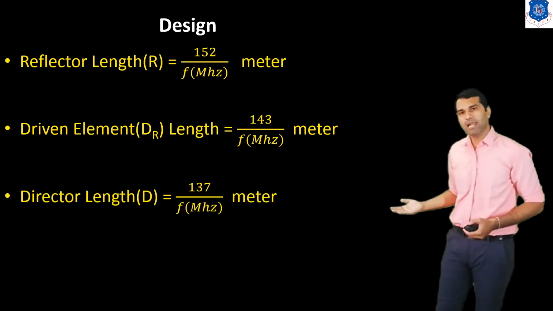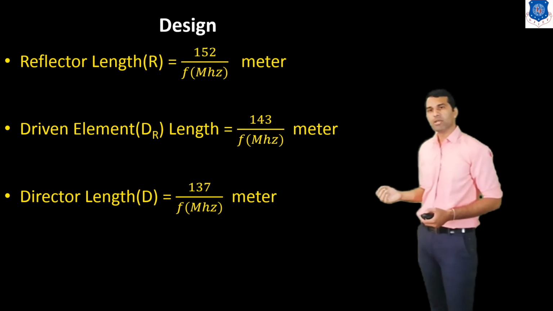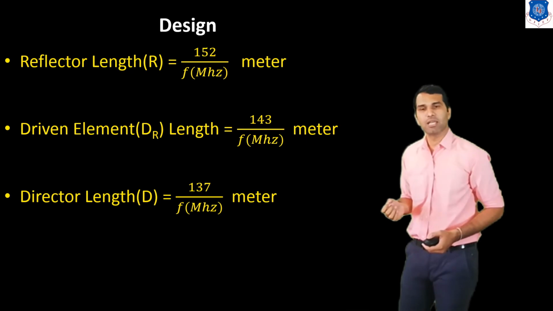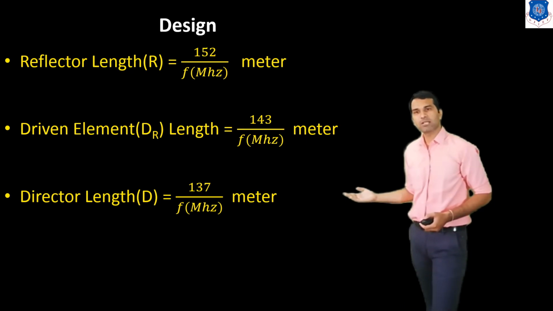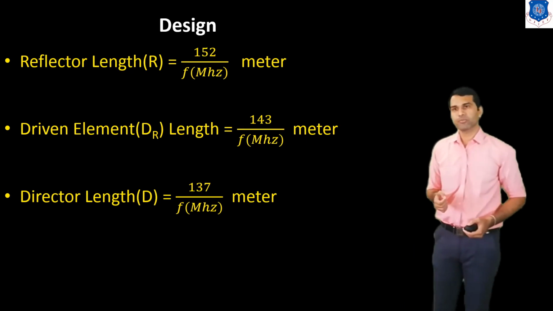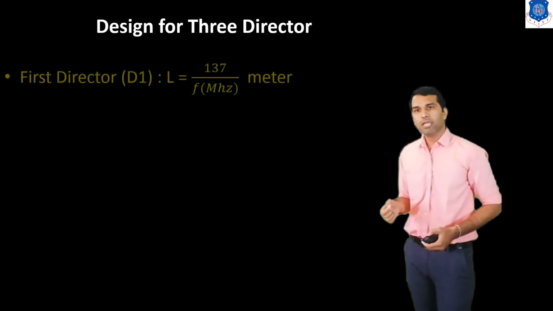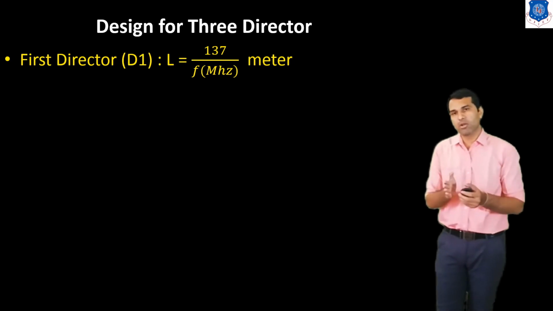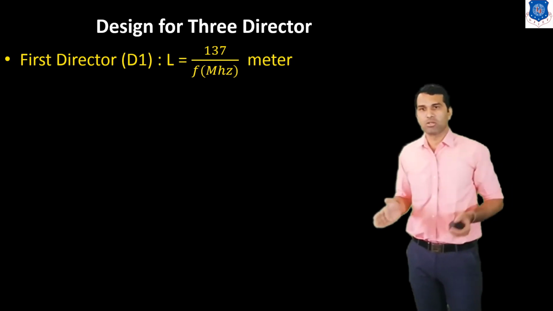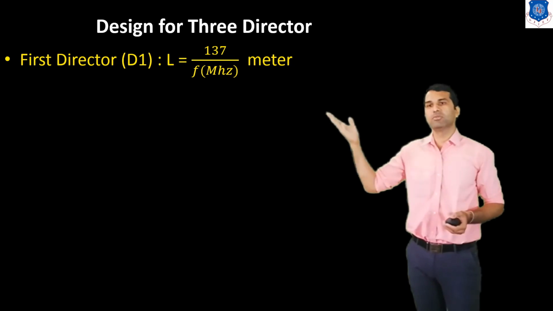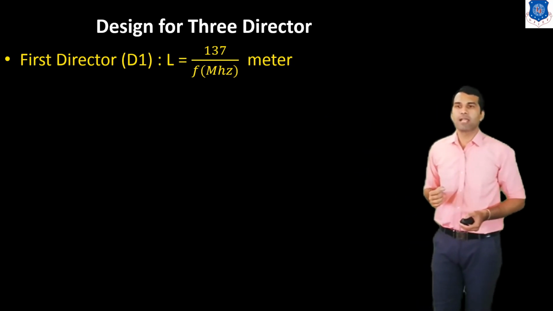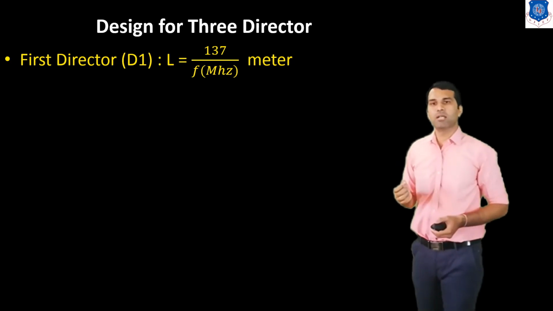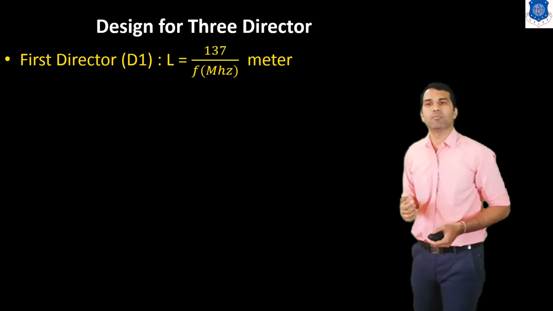And the director length D we can find out by using this equation, 137 upon frequency in megahertz. So we get the director length in meters. Now if we have more than one director, we have to calculate their lengths also. So we can calculate by using this equation. Like the first director length, we can calculate by using 137 upon frequency in megahertz.